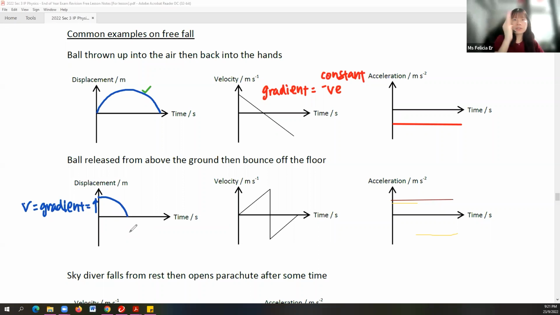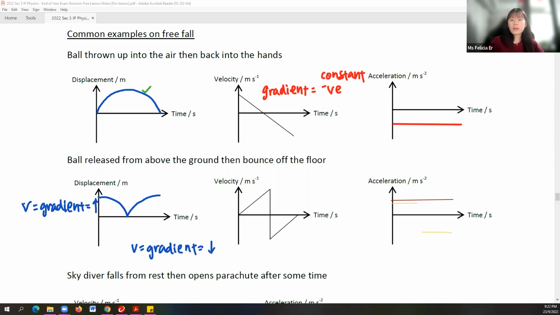Right, increasing gradient. Then after that, it bounces. Bounce means go up, right? Then when it goes up, what happens to your speed? Your speed decreases. So that means your speed, which is your gradient, decreases. So your gradient should become gentler. So it becomes like that. Oops, it should be the same height, because it cannot go higher than your start point. Maximum is the same height. Make sure you draw it in.